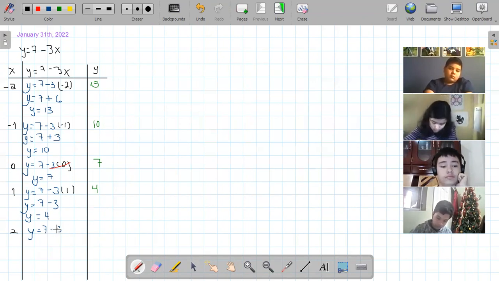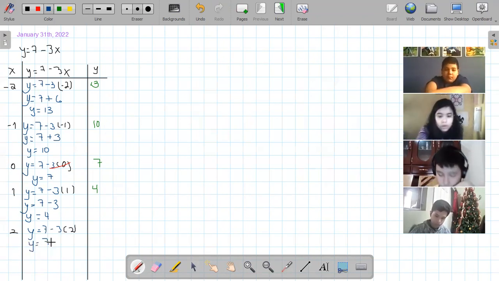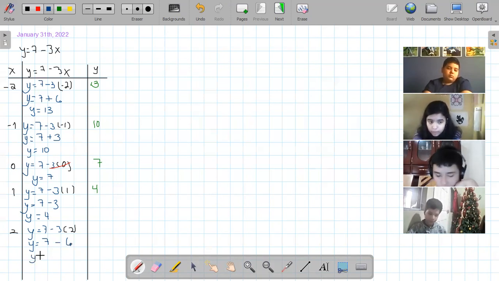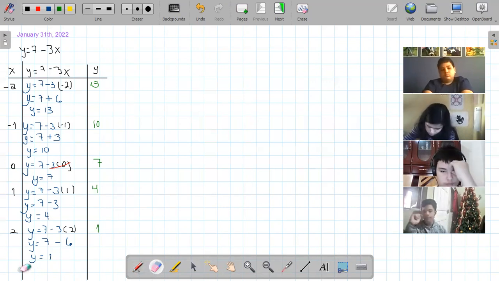So we got 7 minus 3, instead of x, the 2. Again, we multiply. Negative 3 times 2 is negative 6. And 7 minus 6 is 1. Positive 1. So y is equal to 1. And I have over here already my ordered pairs. What is next? Next is for us to graph.